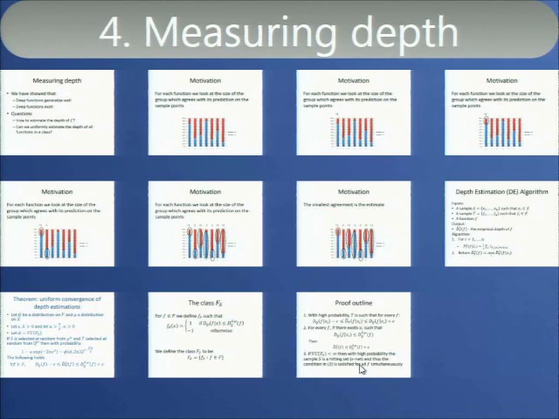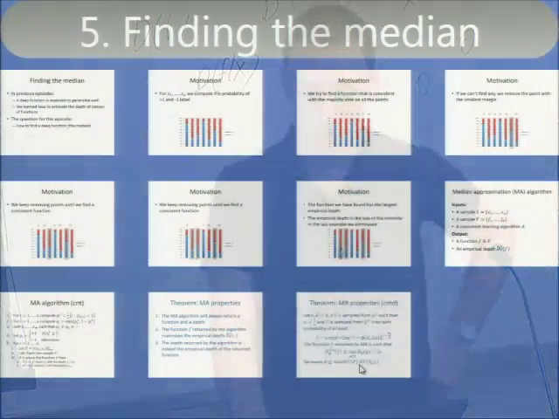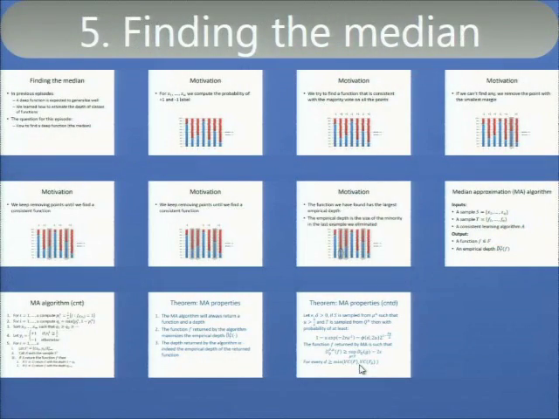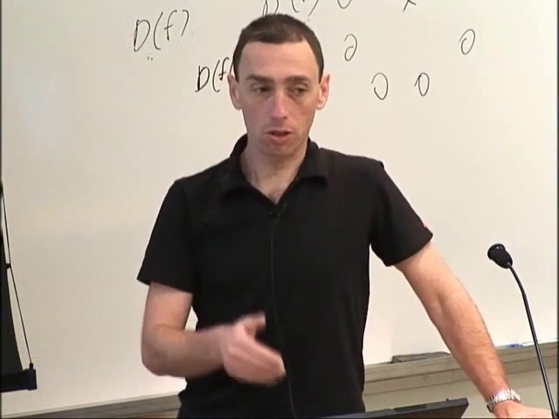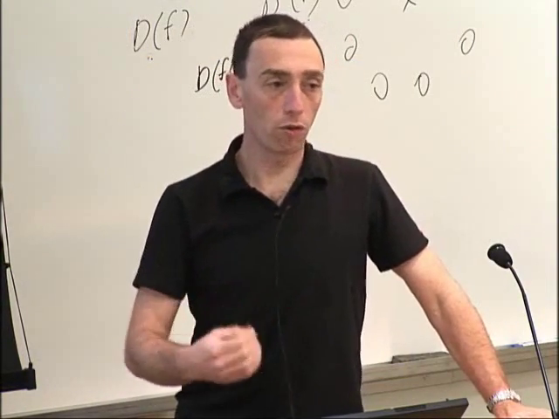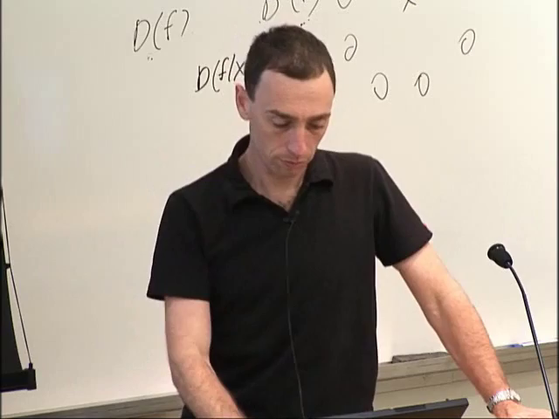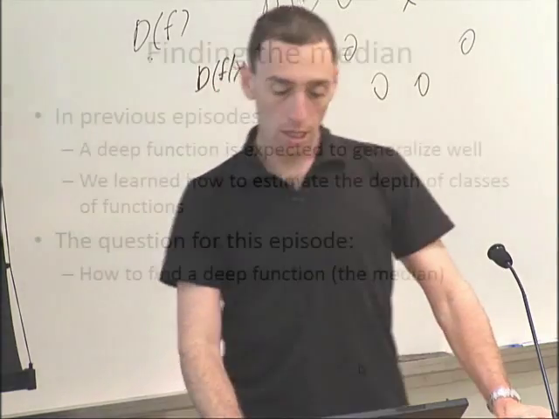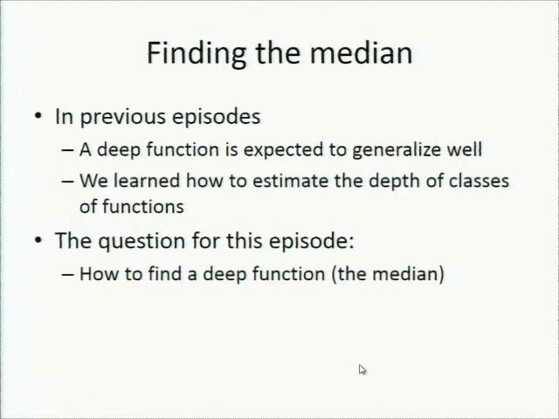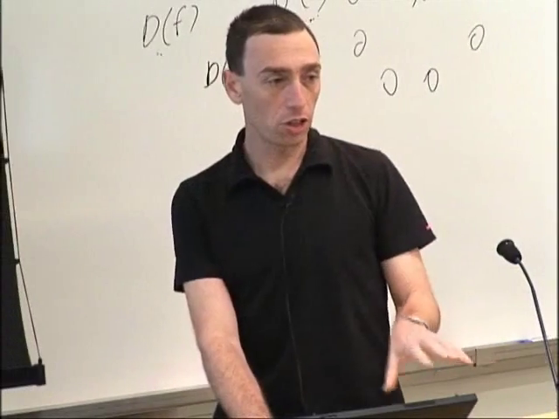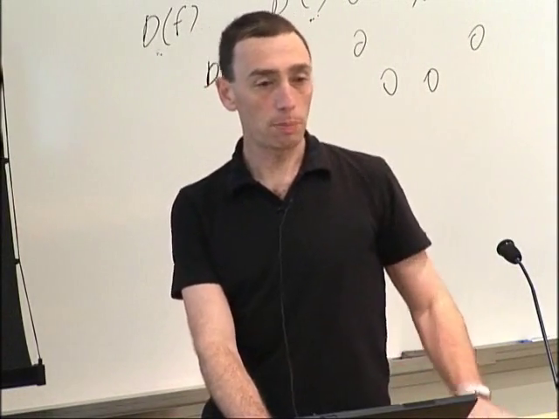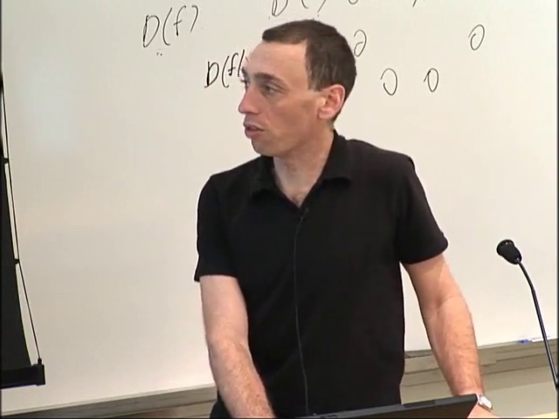So now we know how to measure depth, and we know how to measure it uniformly for all the functions in a class. But now we would like to find the median, or approximate the median. We want to find a deep point. And this is what we're going to do now. And again, I want to start with a motivation. So I'm going to show it by pictures and then go over the algorithm.